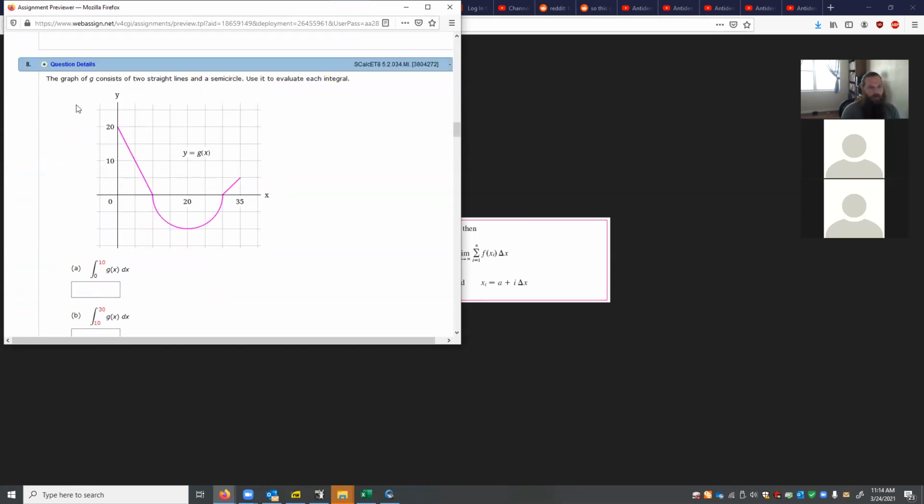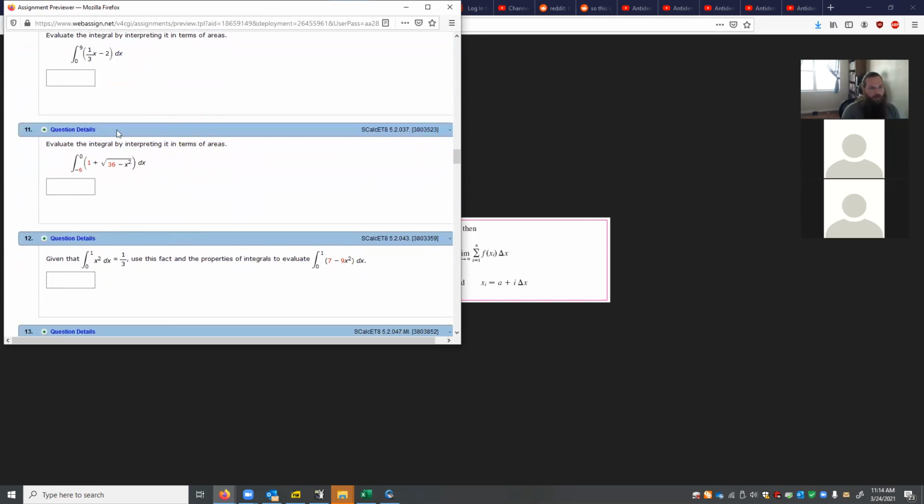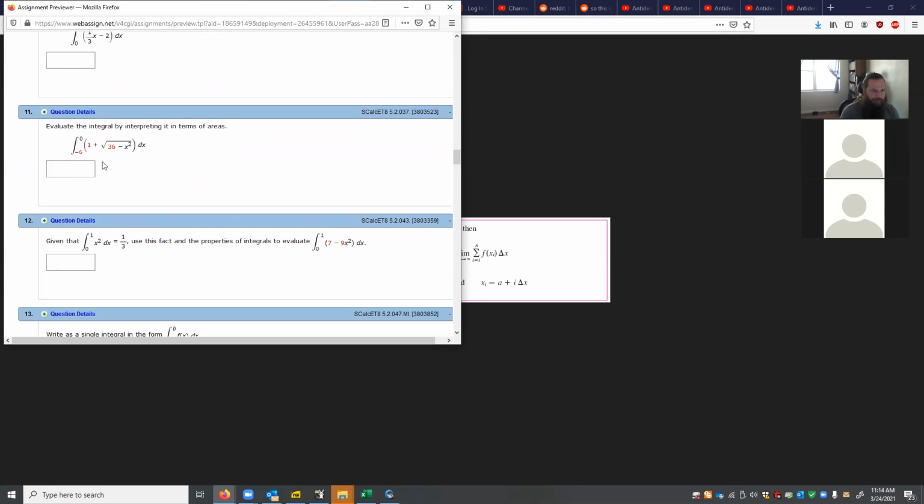Here, this one is a lot like the problem we solved on Monday, where we had a region that was semicircular, and you needed to find the area. Same sort of thing going on here, and then again over here. So all of these are about interpreting the integrals as areas.